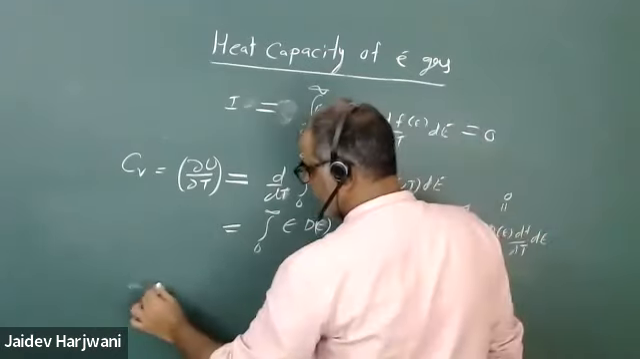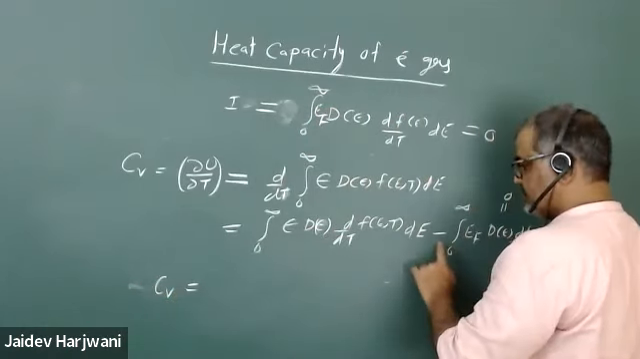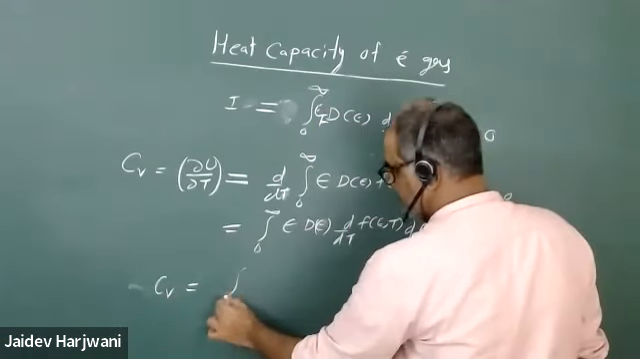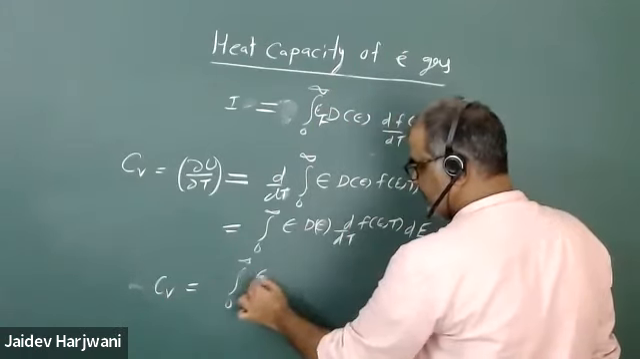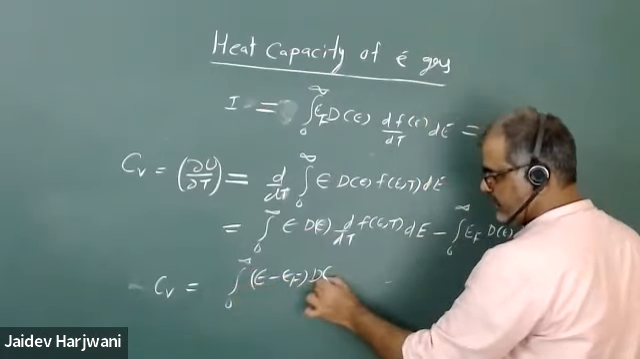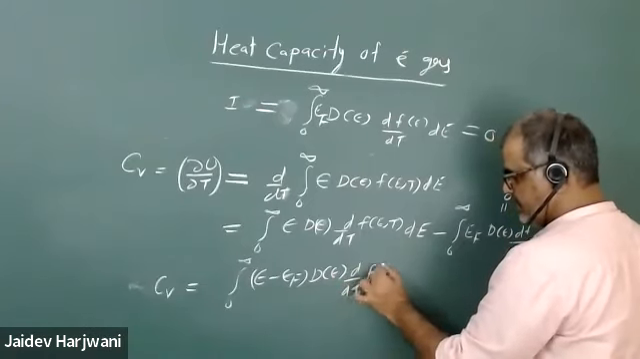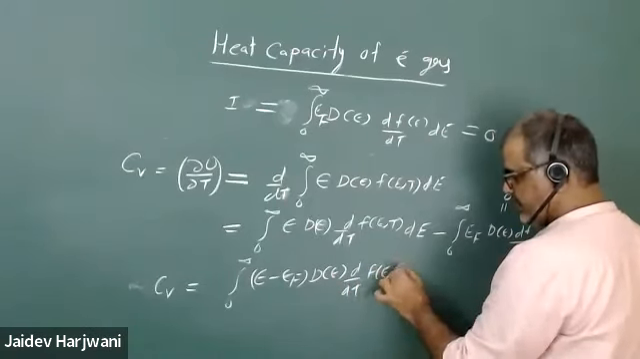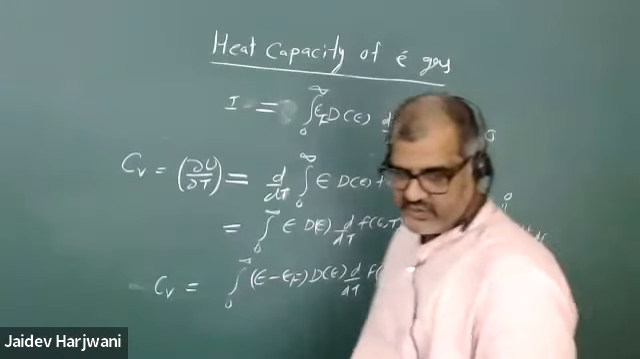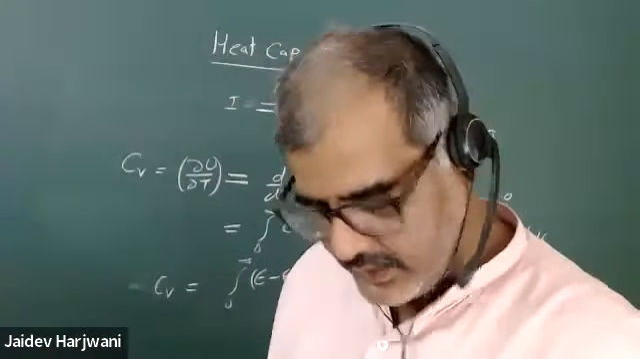Now let me simplify this C_V. I can bring the minus here, because these two things are common, so I can write this as the integral from 0 to infinity of (E minus E_F) d by dt of f(E) dE. This is my expression for specific heat.